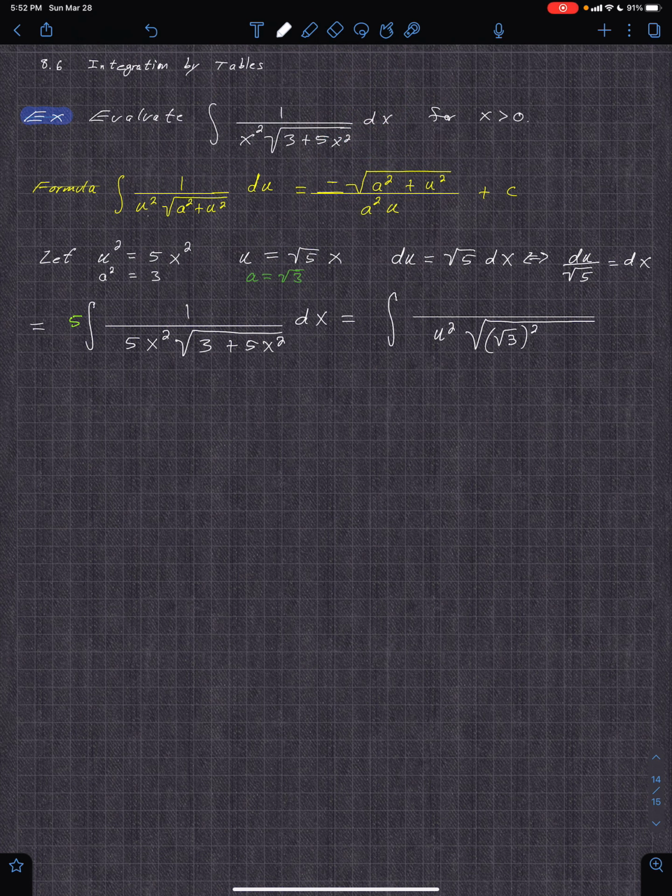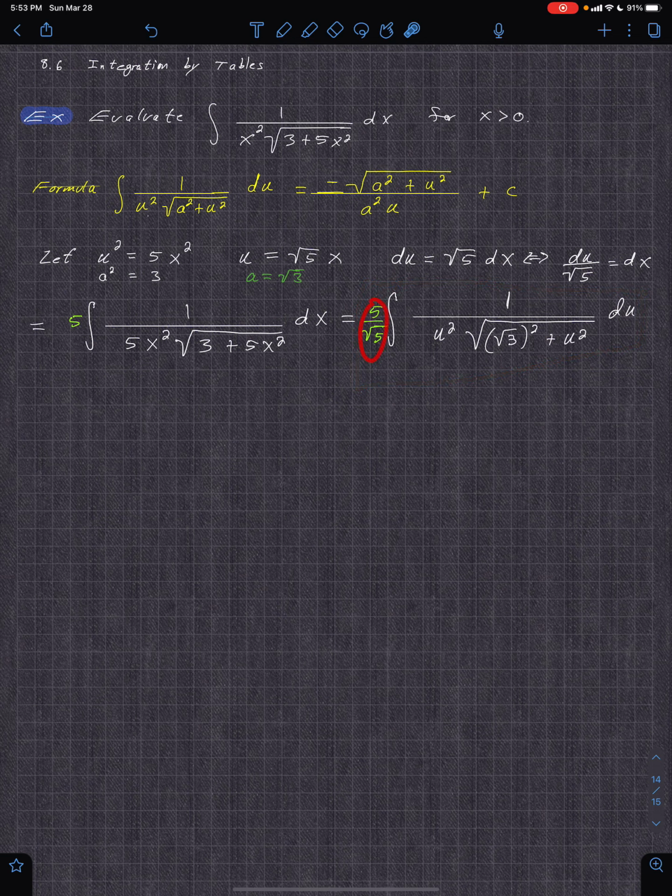So then you have root 3, and then plus u squared, because that's what 5x squared is, du. But my du had this root 5 on the bottom, so I'm going to have to take that out front as well, and I'll end up with the 5 over root 5. So it's 5 over root 5. Okay, and don't forget the 1 on top, right? Okay, so now look at the form. You have your a squared plus u squared, and then your du. So this is exactly the form that we need to apply the formula.